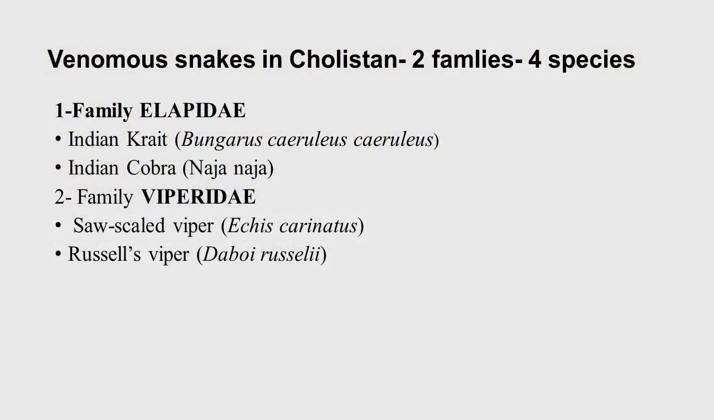Venomous snakes in Cholistan: two families and four species are found in Cholistan. The first family of snakes is the Elapidae, Indian krait and Indian cobra, two species of the Elapidae family found in Cholistan. Family Viperidae, saw-scaled viper and Russell's viper, two species of Viperidae also found in Cholistan.